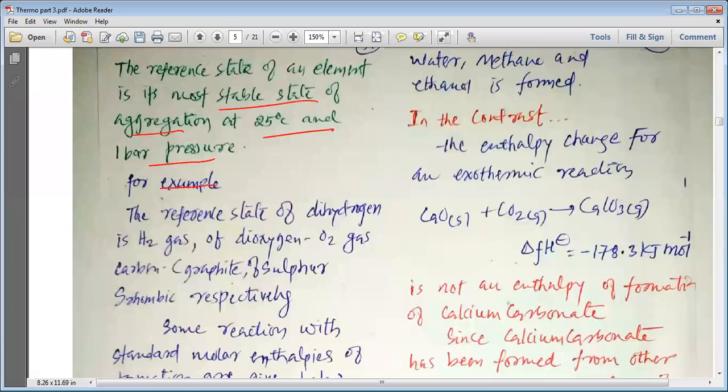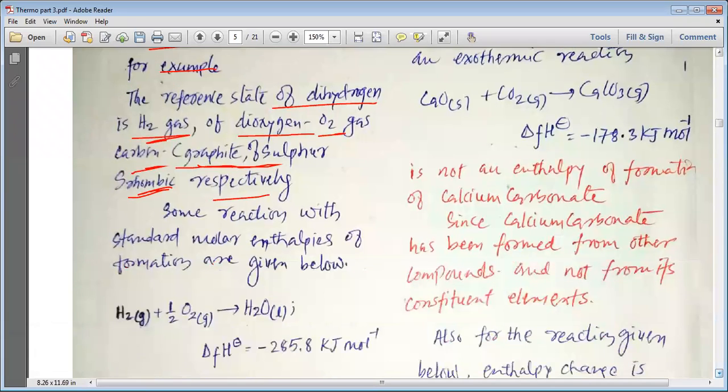For example, the reference state of dihydrogen is H2 gas. For oxygen, it is O2 gas. For carbon, the reference state is graphite. Please understand that for carbon, the reference state is graphite. For sulfur, rhombic sulfur is the most stable state or reference state. So these are the examples of reference states or most stable states.